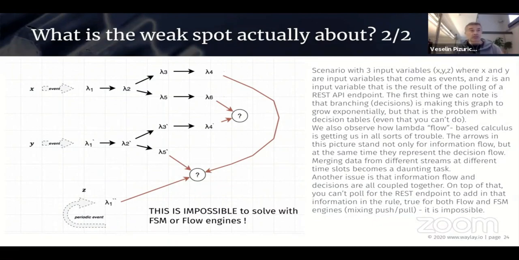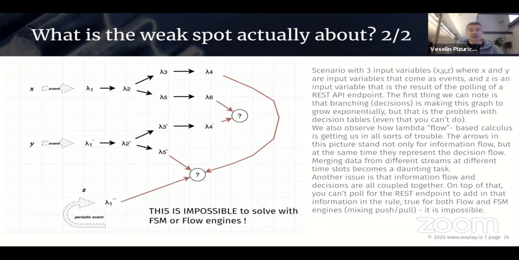And now you have to merge that with another stream, input variable Y, which again can have a threshold crossing. And what if you say that both X and Y have to be below threshold to do something? Then you have to do the stream merging, which is like Lambda 6 and Lambda 4. And on top of that, if you'd like to fetch data from the API call, which you're pulling, let's say, every 10 minutes, how do you merge this thing?